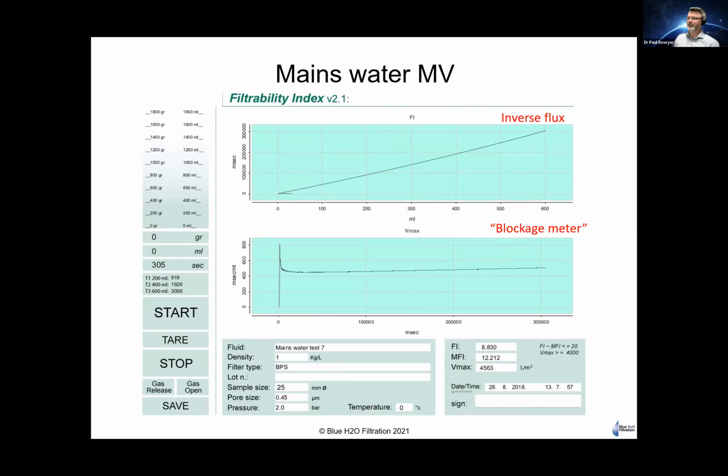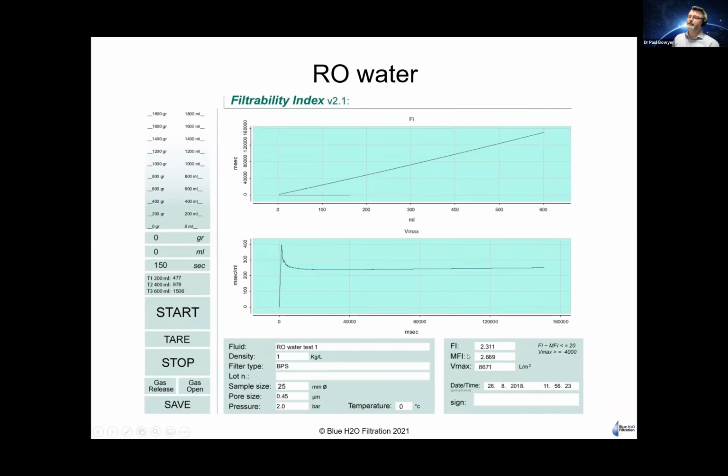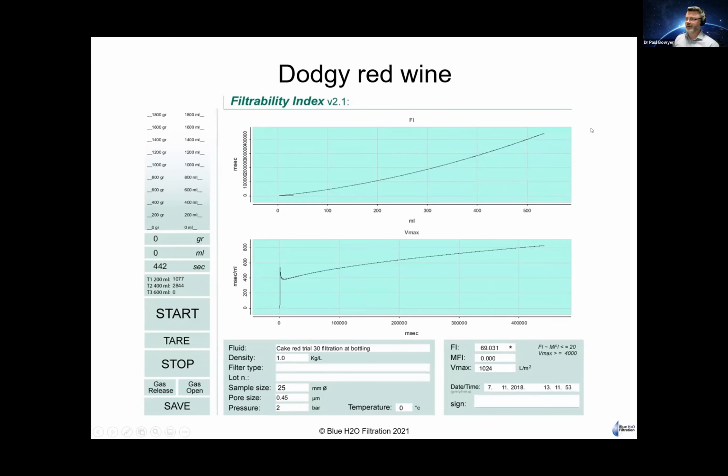So to give you an example of what you're going to see, this is mains water in McLaren Vale, which looks to be pretty ordinary with indexes of 9 and 12. RO water is much cleaner, 2 and 3 basically, but importantly, there's no blockage meter, and the flux chart is pretty linear. And a dodgy red wine is going to give you curvature in the flux chart and significant elevation in the blockage meter there, and a primary index of 69, and it didn't even measure the second one because it blocked the disc.